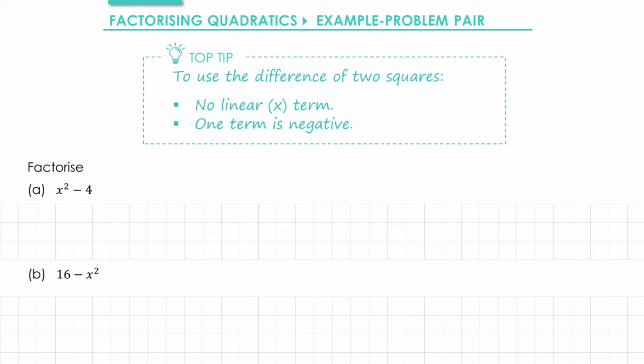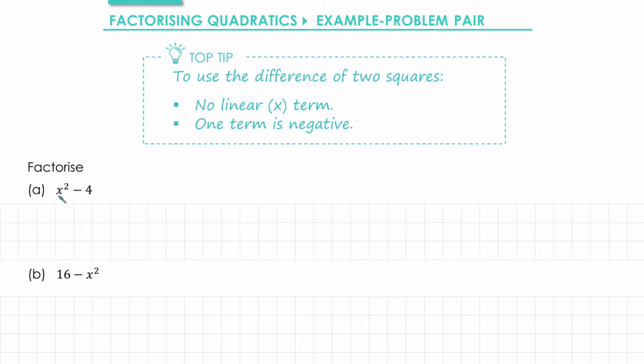So the two examples we're going to do on the left are cases where you can use the difference of two squares. We have x squared minus 4, so we have a quadratic term and a constant with no linear term, and one of the terms is negative. Similar with b, we have a constant and then a quadratic term. This time the quadratic term is negative. It doesn't matter which one is negative as long as only one of them is.